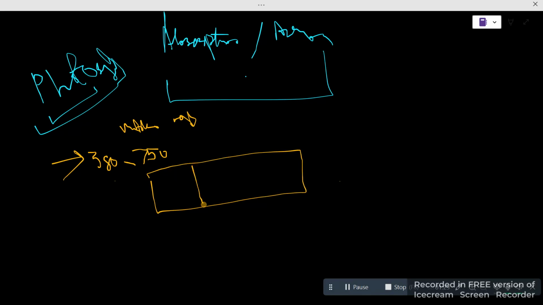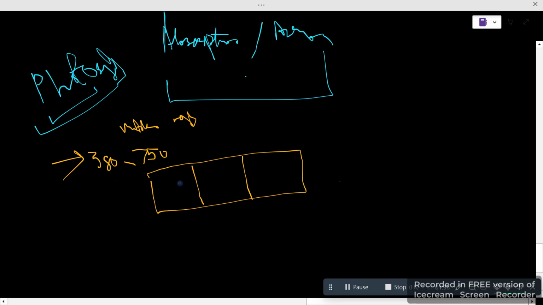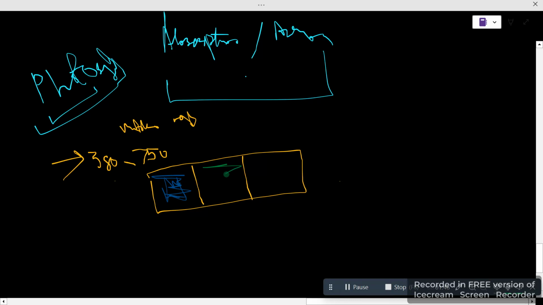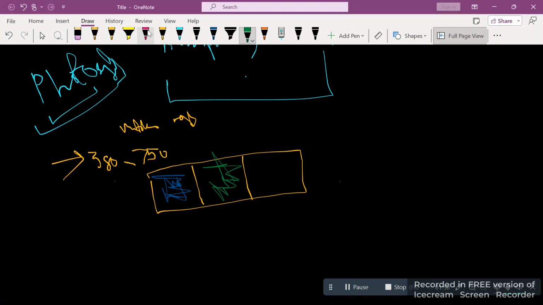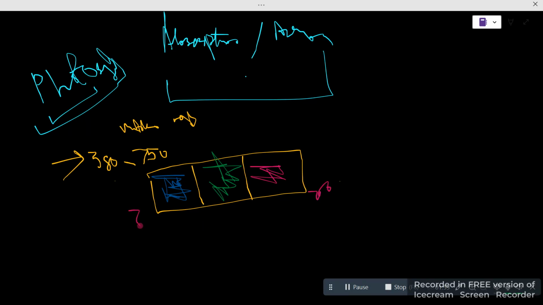Okay, so if I just make a diagram, first you will see blue color here, then another color which is green, and in the last you will see red color. So first is blue. I cannot literally color the complete thing, but I can show you a little. Here you will see green color, here you will see red color. So here you will see 750, and here you will see 380.